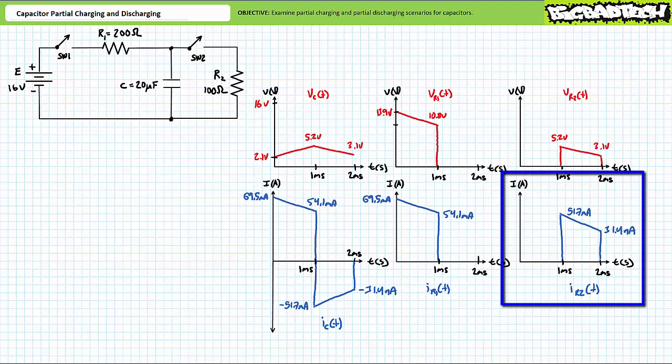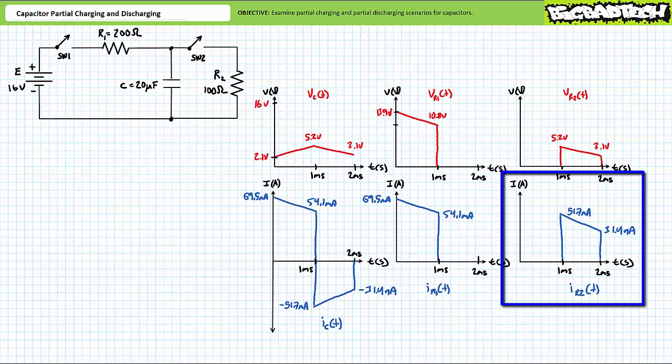Current through R2 looks something like this. Given switch 2 remains open during the partial charge, R2 experiences no current through it from t equals 0 to 1 millisecond. During the partial discharge, it experiences an initial spike of 51.7 milliamperes, which decays to 31.4 milliamperes 1 millisecond later at t equals 2 milliseconds.